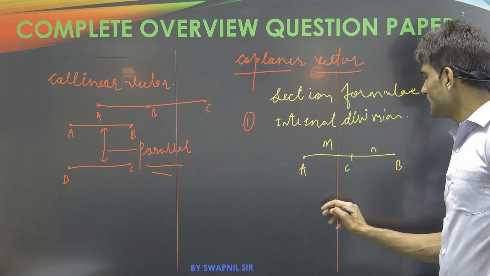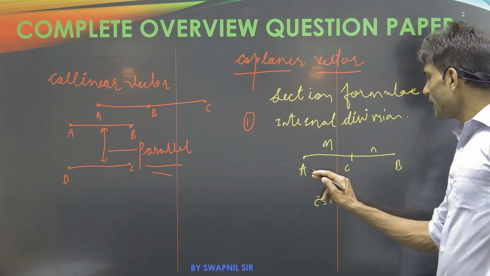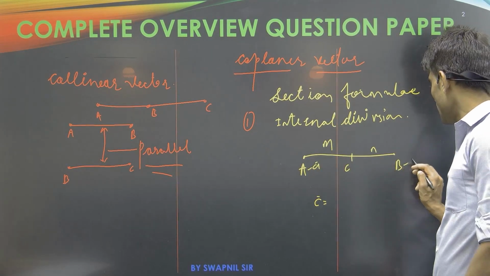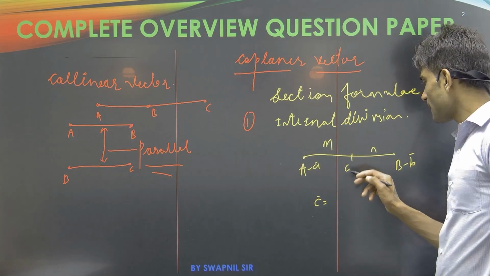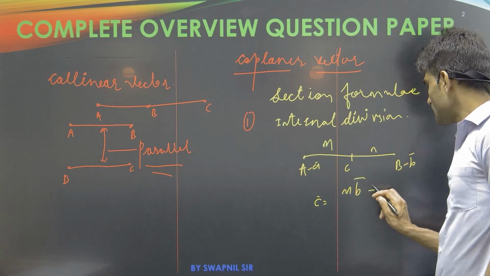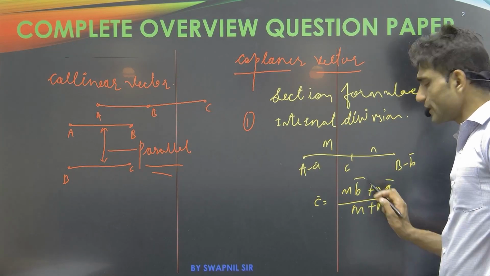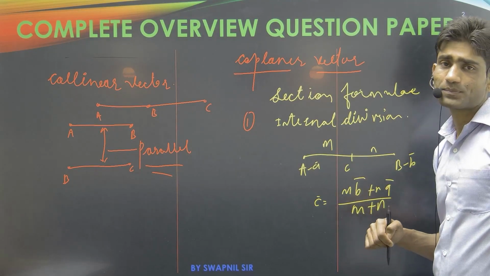Then we write the section formula: small c bar, where every vertex has a position vector, equals m b bar plus n a bar upon m plus n. This one is the section formula for internal division.